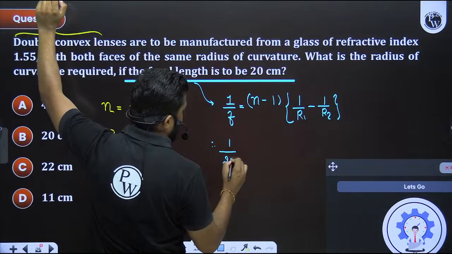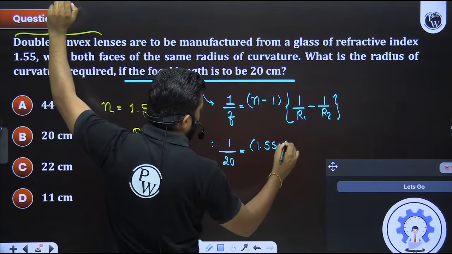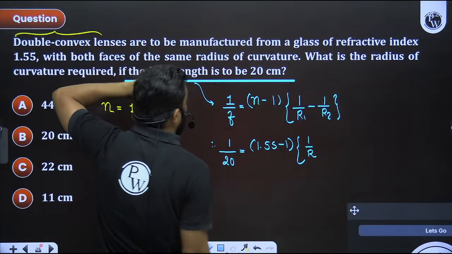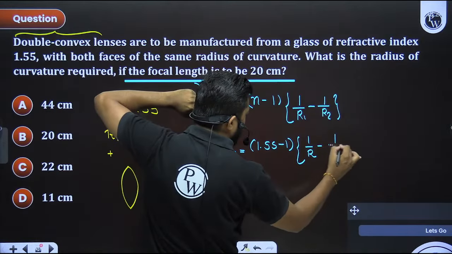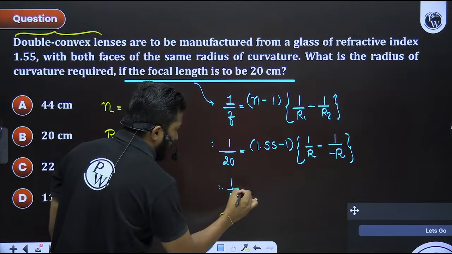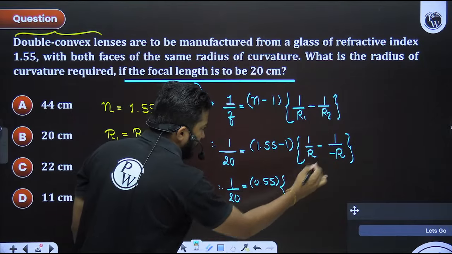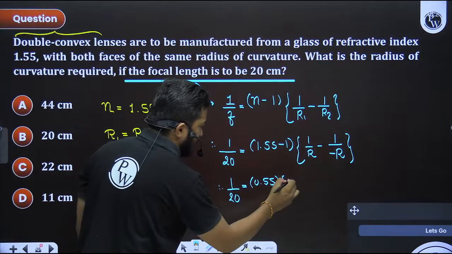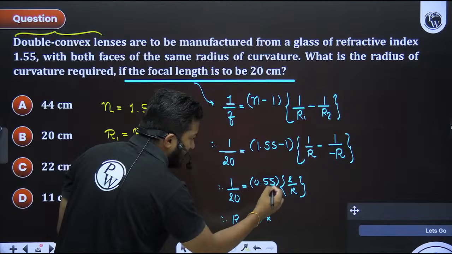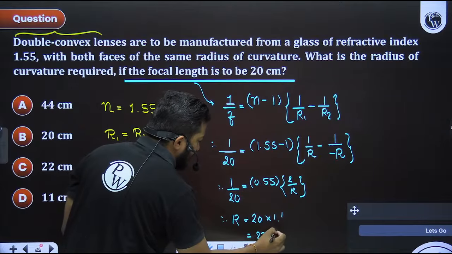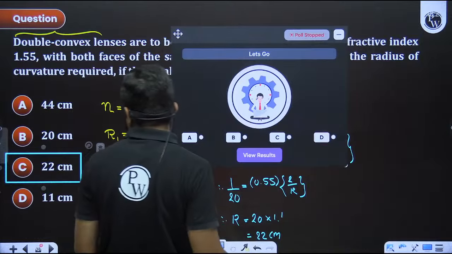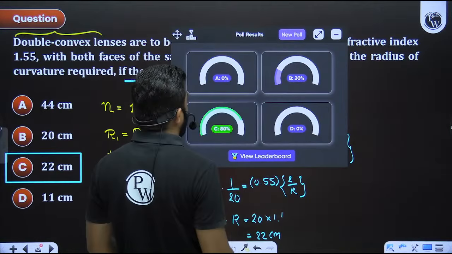F is 20 centimeter, and n has the value 1.55, minus 1 is 0.55, times 1 upon R1 minus 1 upon R2. Both are the same, but as I said, if we put R1 as a positive R, similarly we have to put R2 as negative R. So minus minus becomes plus: 1 upon 20 equals 0.55 times 2 divided by R. So R is 20 multiplied by 1.1, and the final answer is 22 centimeter. Option C is the perfect answer. That's great.